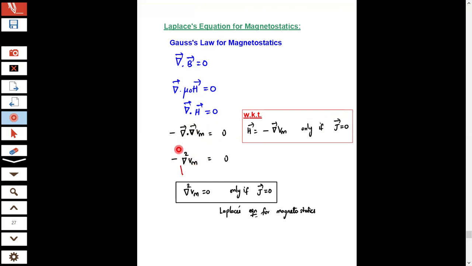So this equation is similar to our Laplace equation for electrostatics, and hence we call this the Laplace equation for magnetostatics. But the only condition is that this del square Vm is equal to 0 under the condition where current density is 0. This Laplace equation for magnetostatics is true only if current density is 0.